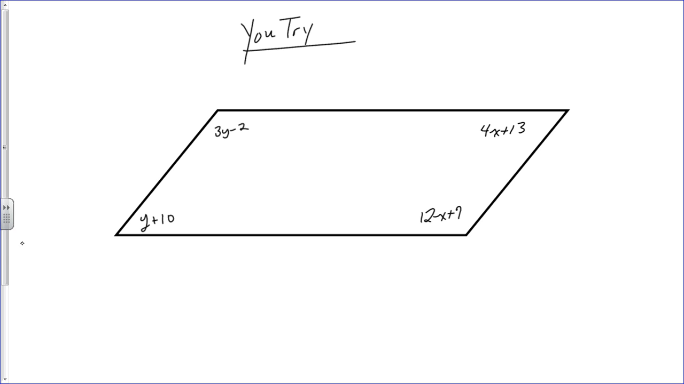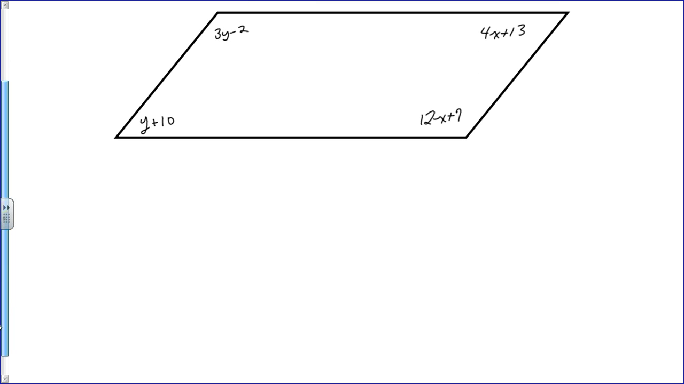Okay, so we know that in a parallelogram, consecutive angles have to equal 180. All right, so we know that these two angles here, these are consecutive angles. We know they have to be supplementary, so they have to be 180. So 3y minus 2 plus y plus 10 will have to equal 180. All right, so now we just got to combine like terms and solve.